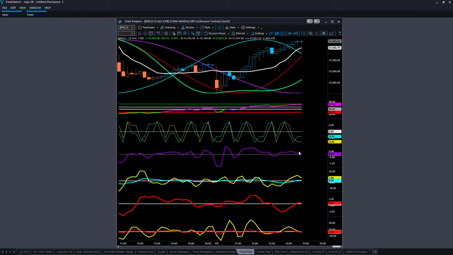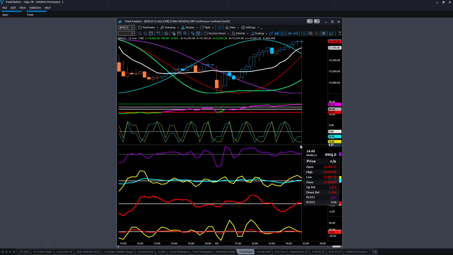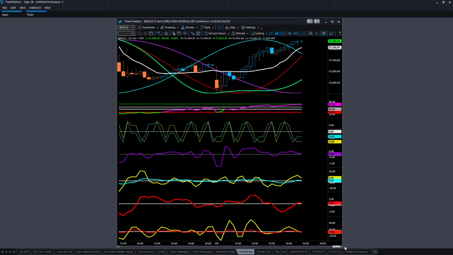Yeah, price is going to start turning a little bit right here. This is it. Price is going to start turning a tiny bit right there. We'll see. It always does when this purple line gets to the zero line right here.